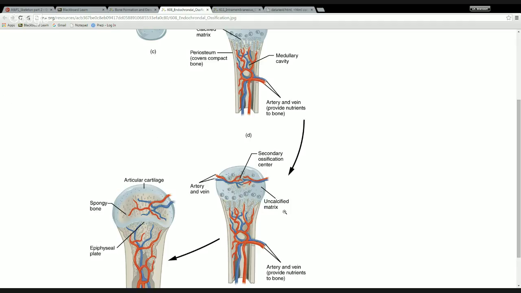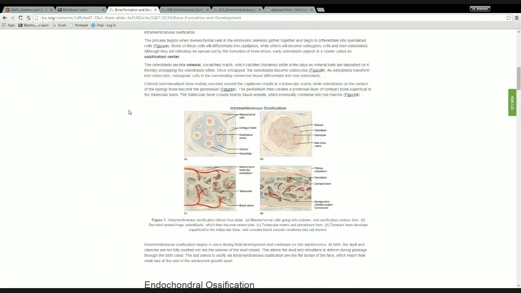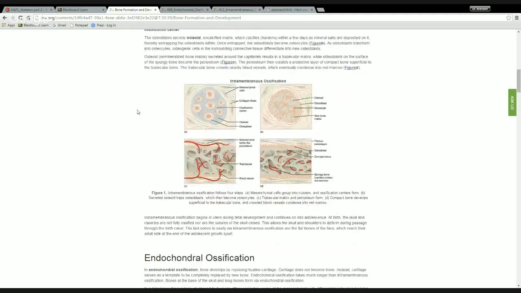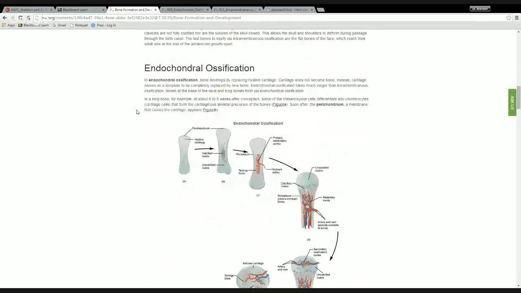So those are the two main types of bone growth. Can't quite get that all on the same page, but intramembranous growth and endochondral growth is essentially how all of the skeleton initially forms in the fetus. Any questions about the processes?